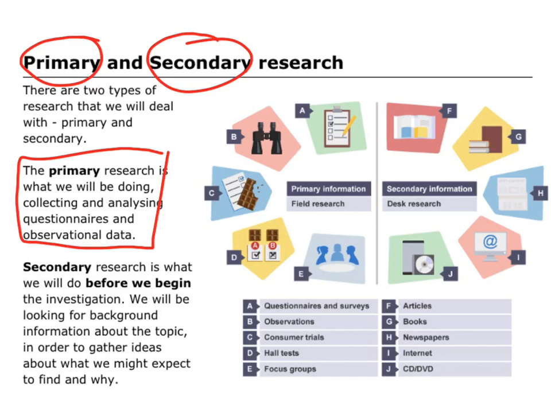So you go and collect the data yourself, you go and analyse those questionnaires, and you analyse the observational data yourself. So you're going from the raw data and understanding the data straight. So you're going straight to the source. Secondary research, that's what we're going to do before we begin the investigation. So that's looking for background information. So that's when we use that information to predict what we might find when we analyse the data itself.